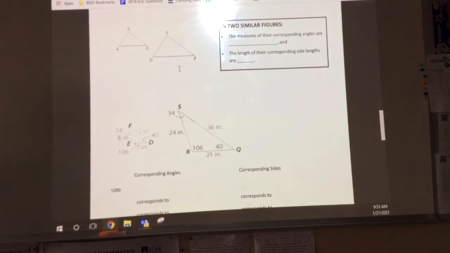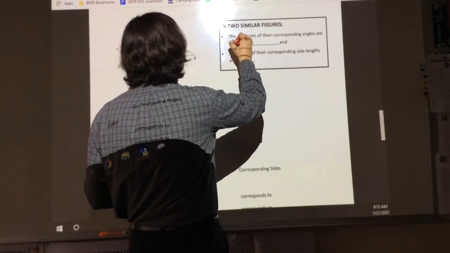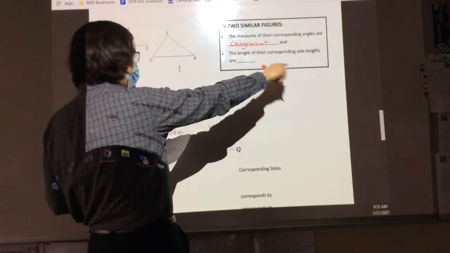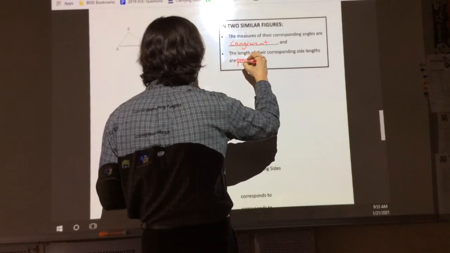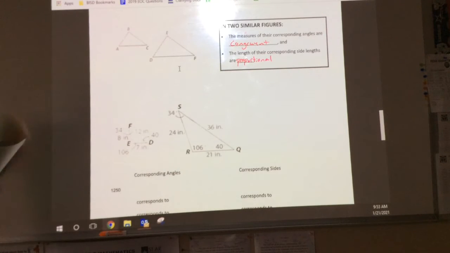So I'm going to start you right here. Okay, in two similar figures, the measures of their corresponding sides or corresponding angles are congruent. I want you to write that word down, congruent. And the length of their corresponding sides are proportional. The measures of their corresponding angles are congruent, and the length of their corresponding side lengths are proportional. Congruent, C-O-N-G-R-U-E-N-T.